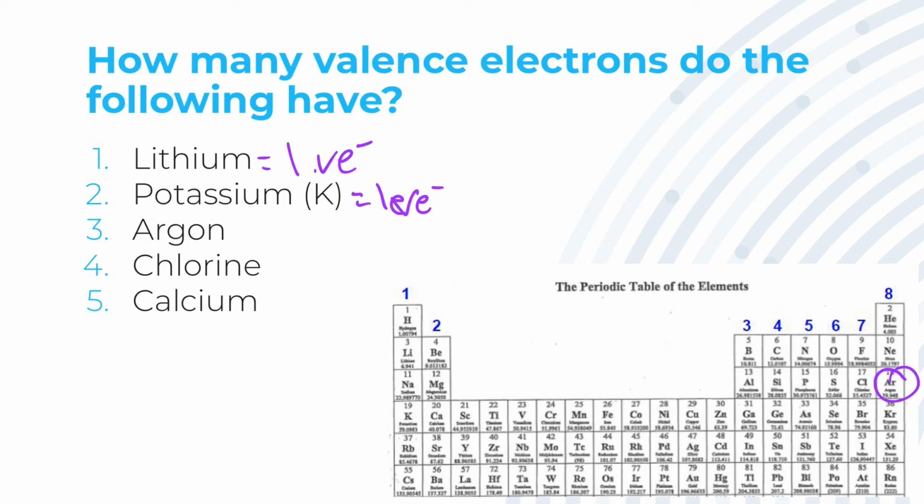Argon is over here. It's a noble gas, so it has 8 valence electrons. Chlorine is a halogen, so it has 7 valence electrons. Calcium is an alkaline earth metal, and it has 2 valence electrons.